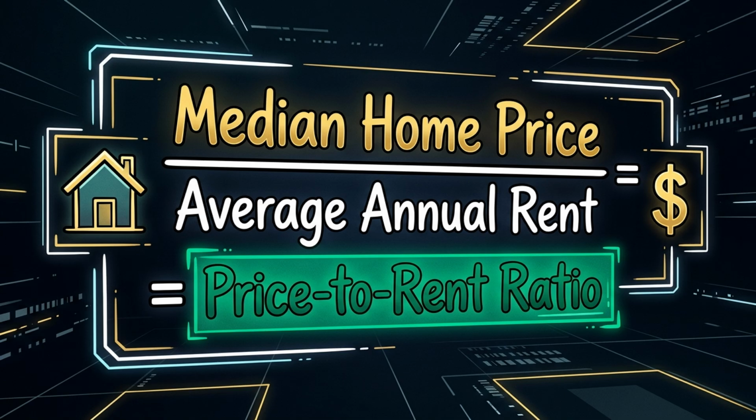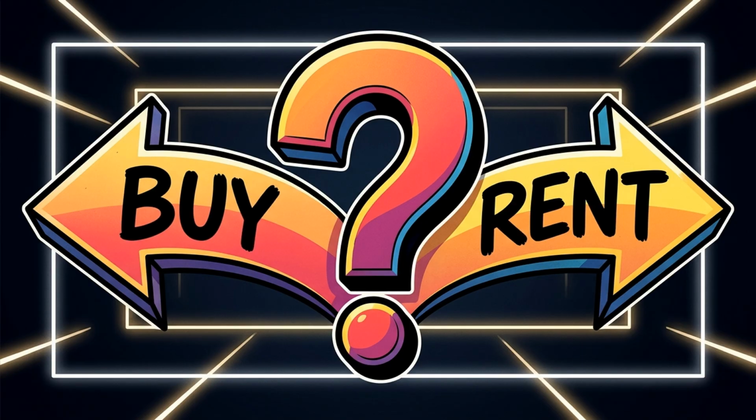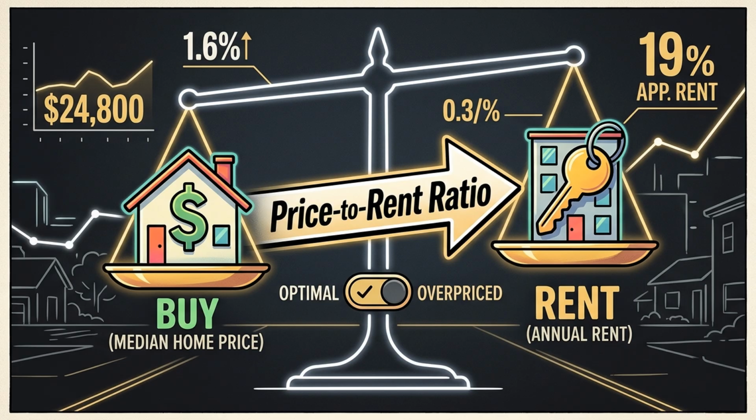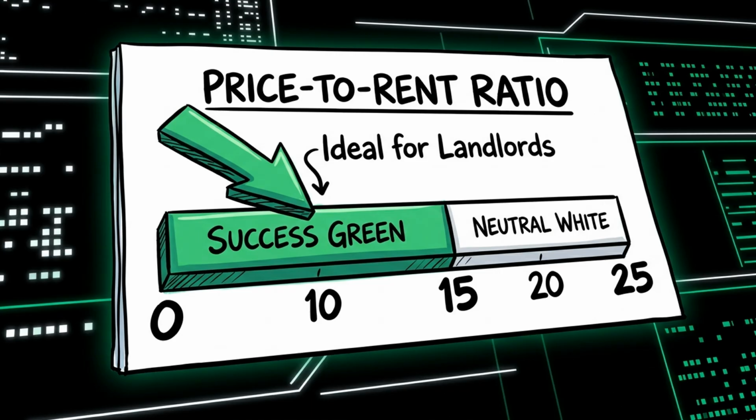To calculate it, you simply take the median home price in a specific zip code and divide it by the average annual rent for a comparable property. Why does this matter? Because it tells you whether it makes more financial sense for the average person to buy or to rent. A ratio below 15 means renting is expensive compared to buying, making it a fantastic market for landlords because tenants are more likely to stay and eventually buy or keep renting because they cannot afford to purchase.